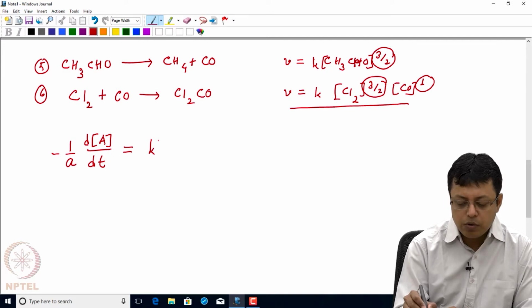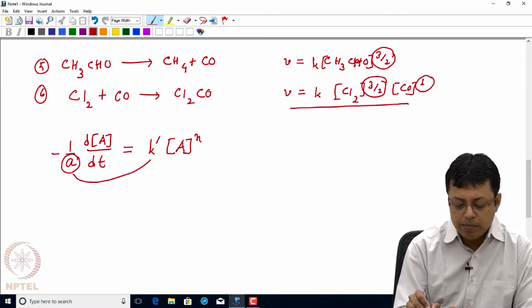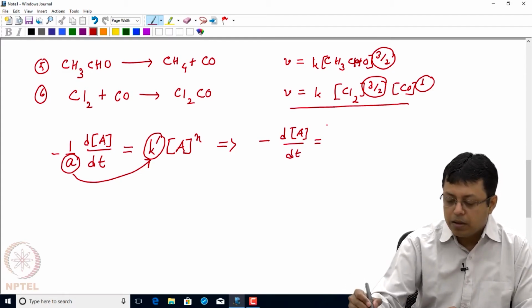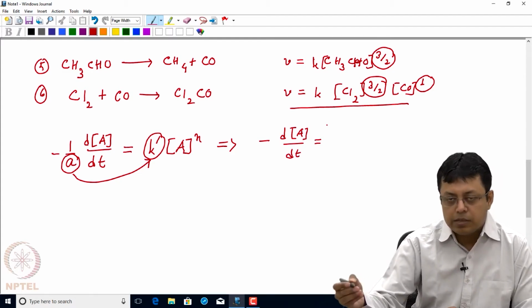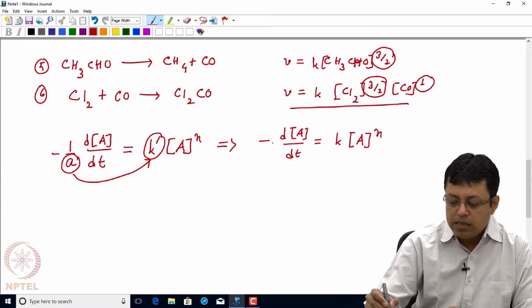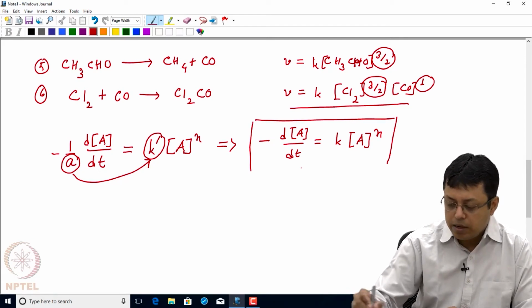Suppose it is found to be varying with the nth power of A. Now, instead of writing it as 1 over A, this A can be absorbed into the rate constant, and I can rewrite it like this: minus dA/dt, which is the rate law, or the expression for the rate. The rate law is found to be some rate constant times A to the power n. Now this is known as the differential rate law.